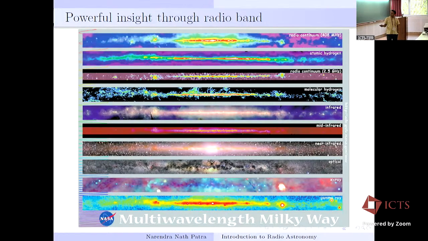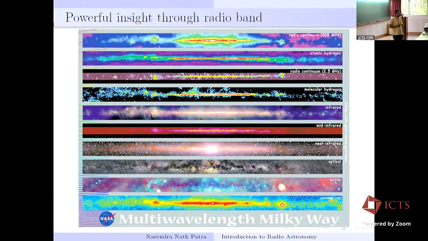So you see this is gamma ray, right? It's a high energy photon, gamma ray. This is X-ray. This is optical. You see a lot of these black spots, which are basically attenuation due to dust. Then near infrared, mid infrared, so these are basically the infrared bands. This is molecular hydrogen, which is mostly observed using the CO line. This is radio continuum, 2.5 gigahertz. This is atomic hydrogen, HI, 21 centimeter. And this is low frequency radio continuum at like 400 megahertz or so.